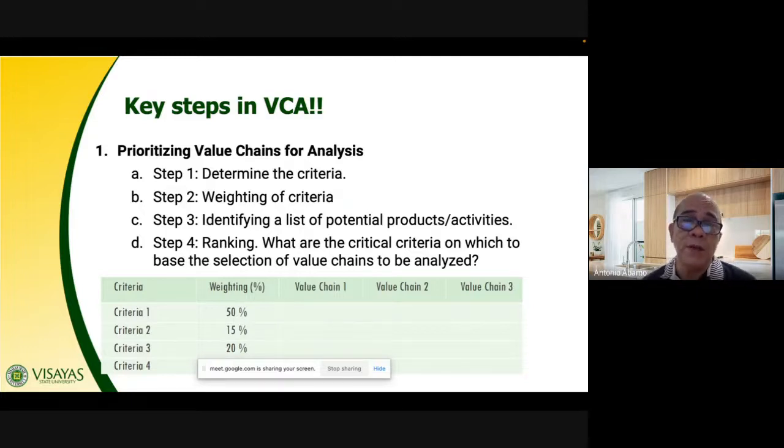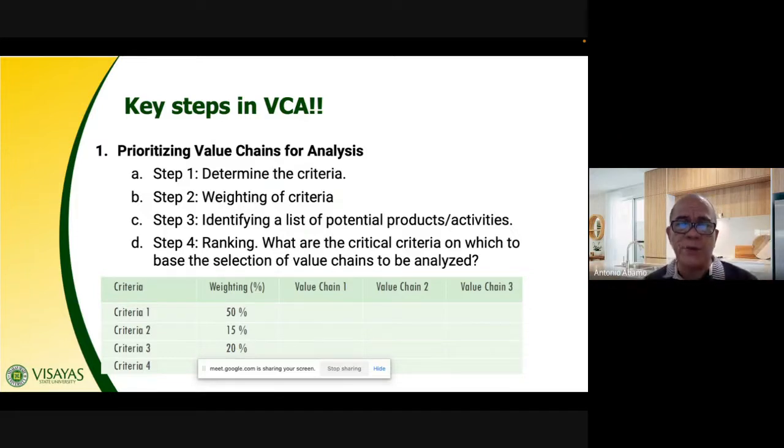Now let's go to the key steps in value chain analysis. Well, the first necessary step in value chain analysis is prioritizing the value chains for analysis. Okay, assuming, for example, you are confronted with various commodities, like agribusiness commodities.